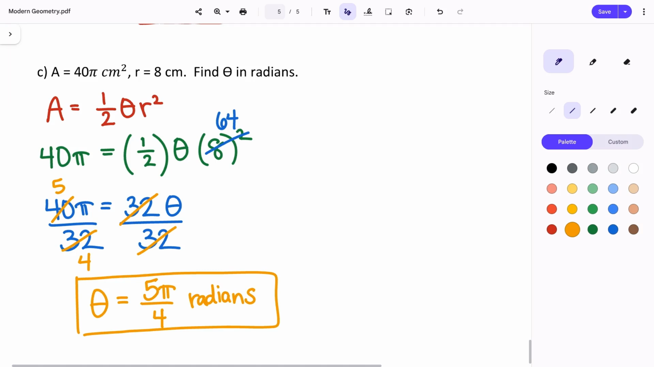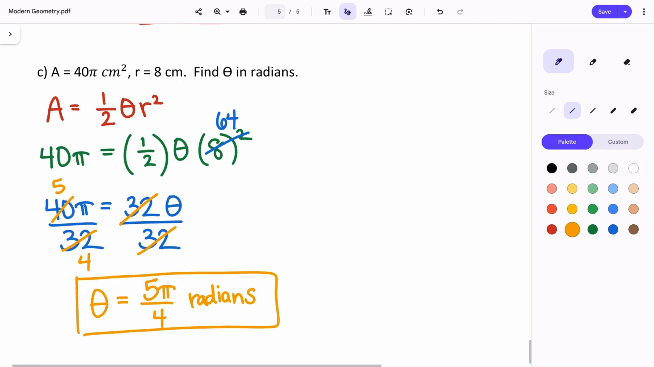And again, if you don't know maybe what's a number that you could take out of both, you could just type in 40 divided by 32 on your calculator and then hit that button. That'll switch it back to a fraction if it's giving you a decimal, and it should automatically reduce it for you. Okay?